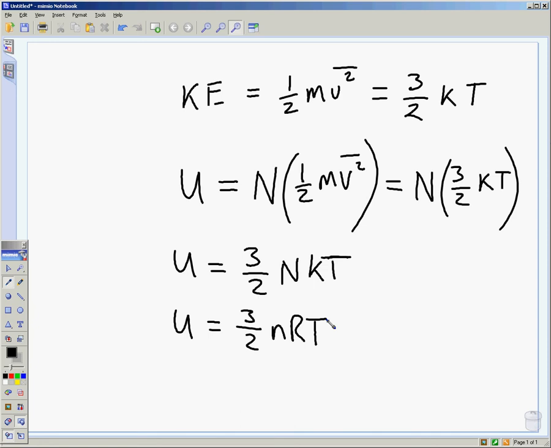So the relationship there is basically that it switches Nk and nR, because you can either have the NA under R and it becomes k, or you can have the NA under N and it becomes little n. Avogadro's number, 6.02 times 10 to the 23rd. How many atoms are in one single mole? Okay?